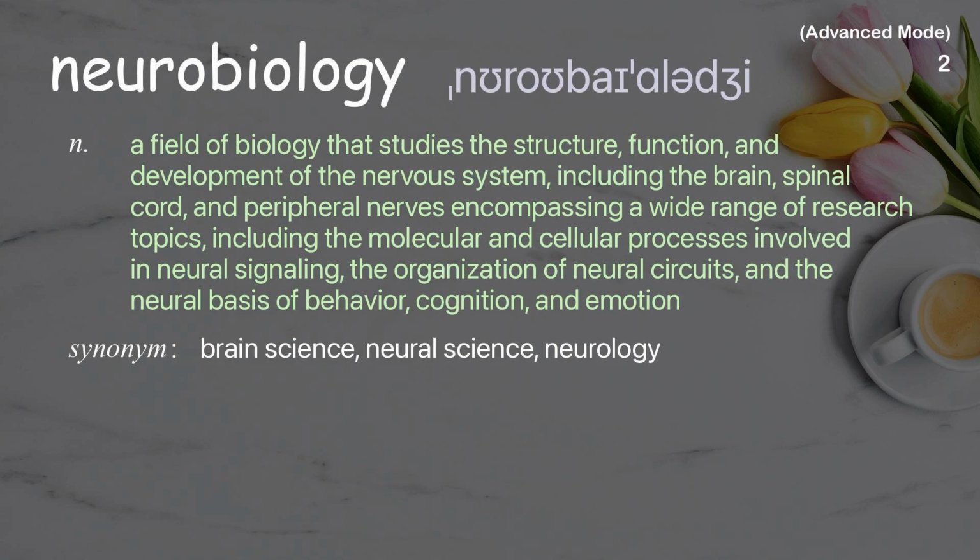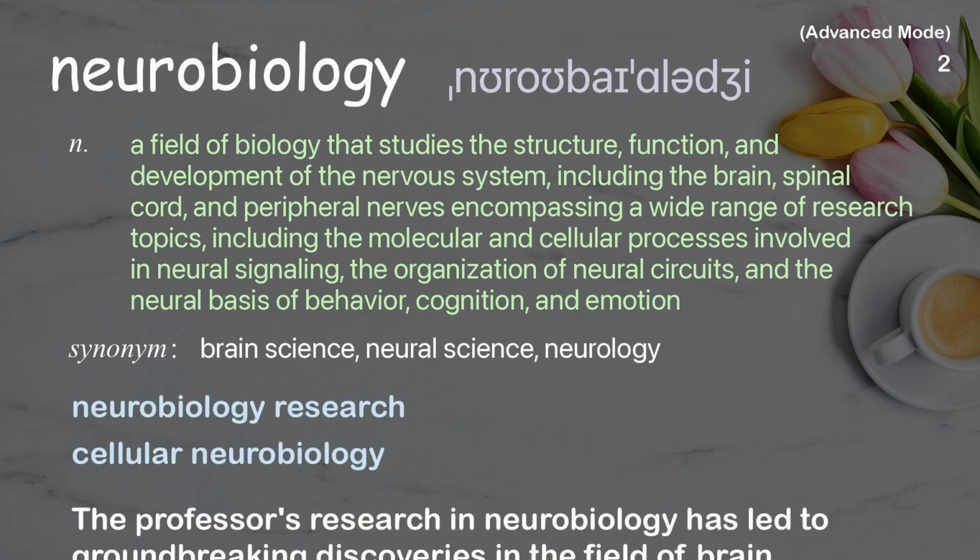Neurobiology. A field of biology that studies the structure, function, and development of the nervous system, including the brain, spinal cord, and peripheral nerves, encompassing a wide range of research topics, including the molecular and cellular processes involved in neural signaling, the organization of neural circuits, and the neural basis of behavior, cognition, and emotion. Examples: Neurobiology research, cellular neurobiology. The professor's research in neurobiology has led to groundbreaking discoveries in the field of brain science.